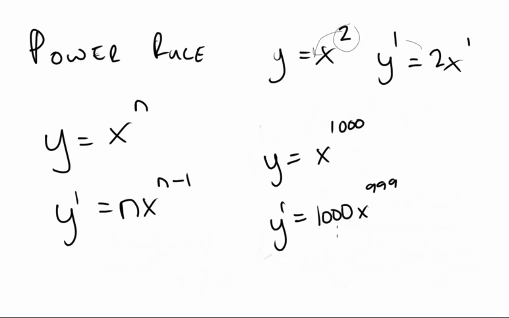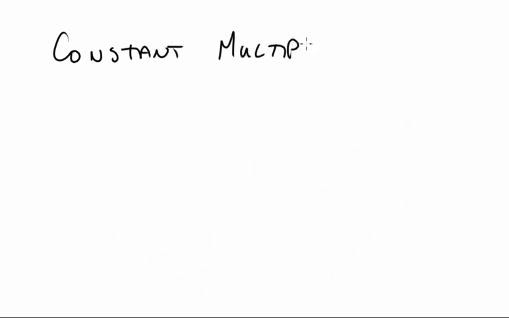For any power function, any function where it's x to the power of something, this is how you take the derivative. This is the power rule. You put the exponent in the front, and then you subtract 1 from the exponent. Very simple. Now, here's another rule that will help you a lot too. Again, it's very simple, but it's extremely useful. And that's called the constant multiple rule.